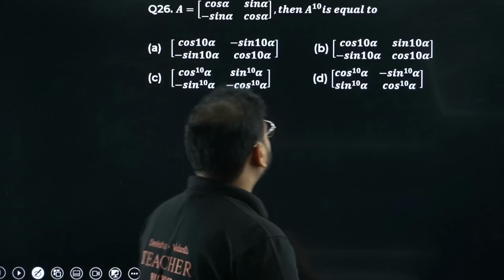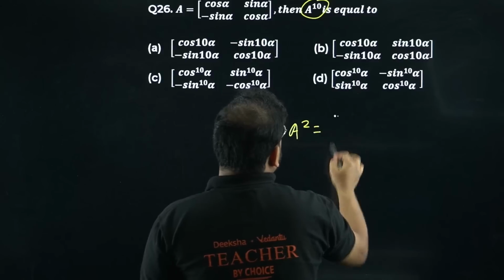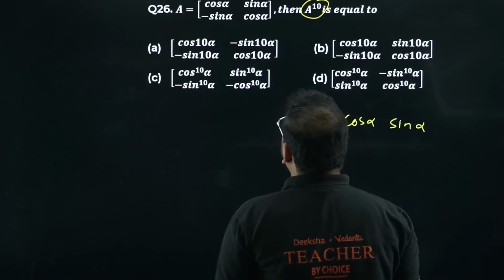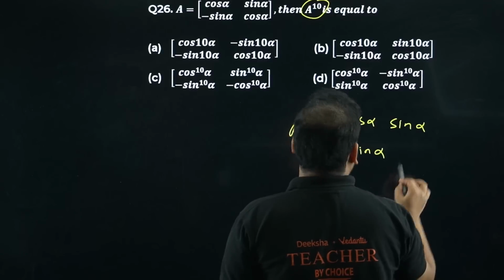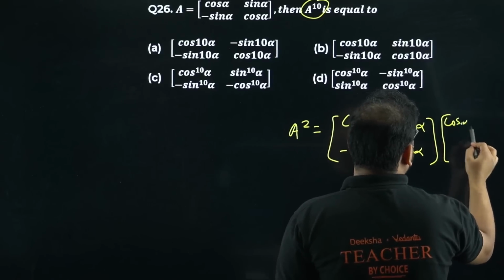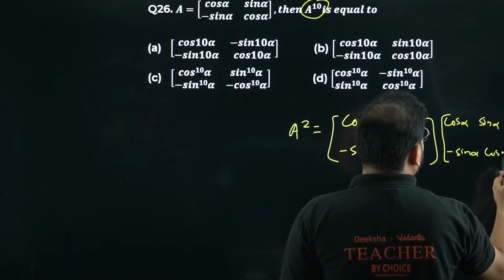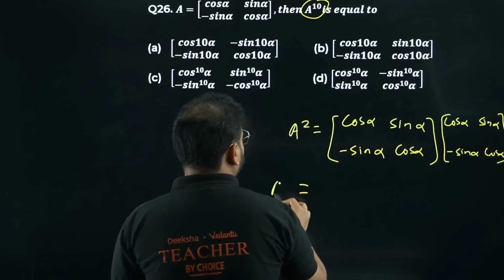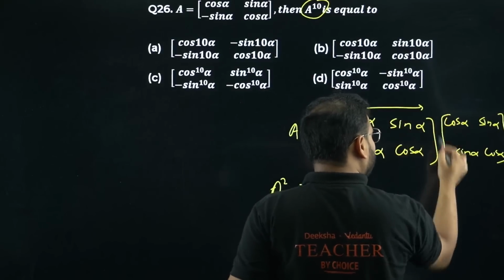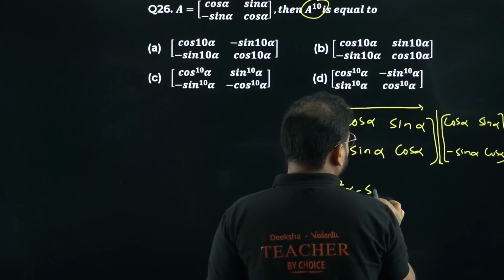Question number 26 now. Whenever you're looking for this kind of element, write the A square. What are you going to get? Cos alpha, sin alpha, minus sin alpha, cos alpha, multiplied by the same matrix. The first term will be cos square minus sin square. Row by diagonal: cos into cos is cos square alpha, sin into sin is minus sin square alpha.